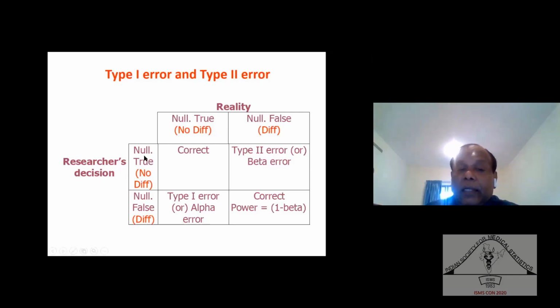On the other hand, here you said there is no difference between the two arms, two groups, but in reality there is a difference. There are many stories about this error: the treatment is effective, but you have said the treatment is not effective, and that is called type 2 error. Many of you know that streptokinase was useful for myocardial infarction.